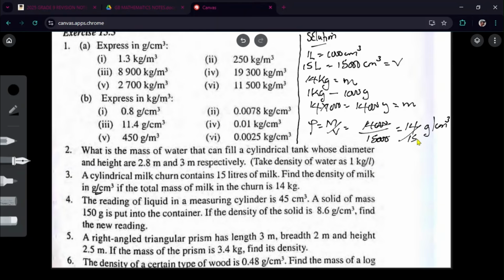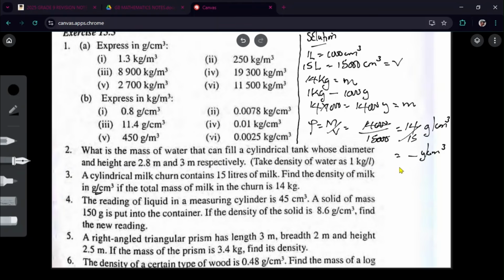Now, I don't love leaving my answer this way as a fraction. You can convert this one to see what it will give you in terms of decimals. You can try and convert that one, then you get your answer in grams per centimeters cubed. So get it in terms of decimal, and you can write for me in the inbox. What is your conversion? What is 14 all over 15 into decimal? You divide and give my answer in decimal.